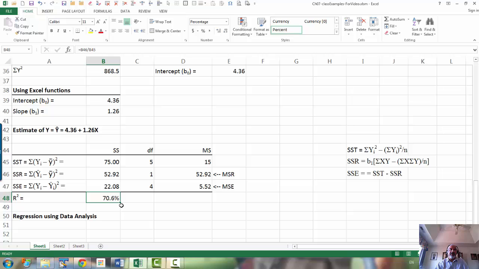So here we can interpret this R squared value as 70.6% of the variance, or variability, in the values of y is explained by the regression of y on x. So what remains is the error. About 30% of the variability we are unable to explain. So let's go to the Word document and look at some more properties of the coefficient of determination.